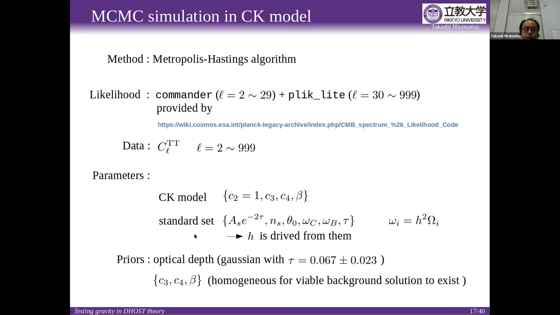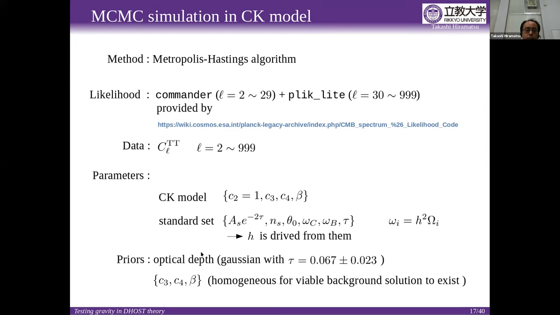And we prepare the standard set of cosmological parameters characterizing the CMB angular power spectrum. Here is the amplitude of the primordial spectrum, the spectral index, the angular scale of the horizon scale at the last scattering surface, and omega C and omega B. Here, the small omega is related to the large omega in this way, and tau is the optical depth. And from these parameters, we can derive the reduced Hubble parameter.